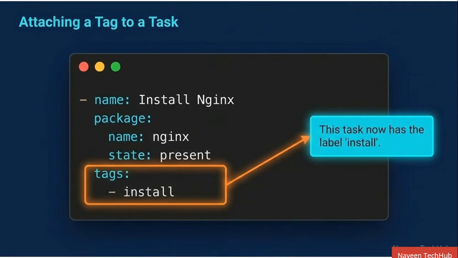Now let us see how a tag is added. Here we have a simple task that installs Nginx. Under the task, we use the tags keyword and assign the label install. That's it. This task now belongs to the install group. Later, when we execute the install tag, Ansible knows that this particular task should be selected.